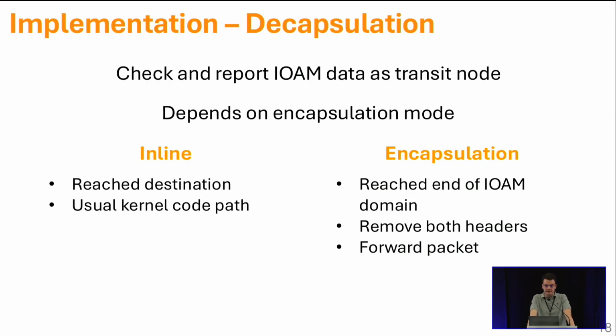Finally, onto the decapsulation. First, we need to report the data, as we just saw with the transit node. And finally, we need to remove the headers, but here we need to be extra careful depending on how we added these headers in the first place. If these headers were added to the existing IPv6 header, we have just reached the destination and the packet will follow the usual code path inside the kernel. However, if we have reached the end of the domain, but not the final destination, we need to remove all the headers to prevent the leakage of potentially sensitive telemetry information. And finally, we forward the packet towards its final destination.